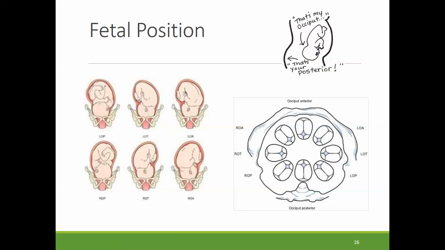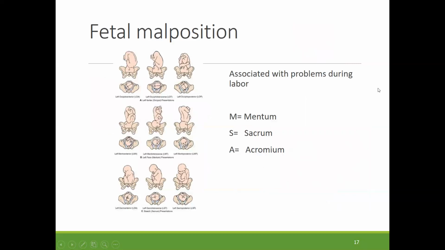It's always good to be more prepared and to have as much information as possible when you have a mom in labor, because you never know what's going to happen between babe and the labor process. It's always good to be more prepared than not prepared enough. And then we have another picture up here in the corner that says, that's my occiput, that's your posterior. So OP, occiput posterior, is what we would say. This one's OP. Okay. And we'll go through this again in class as well, to show you some different positions.